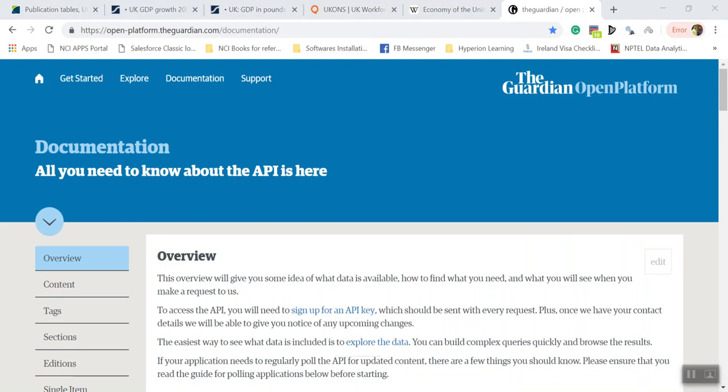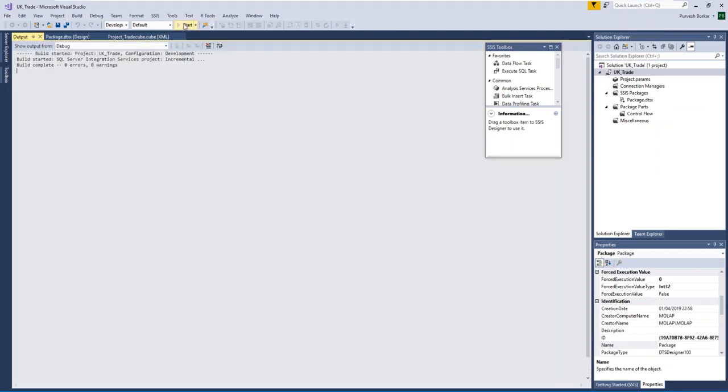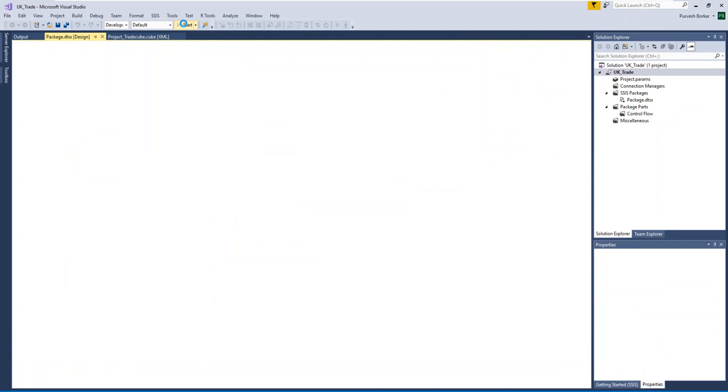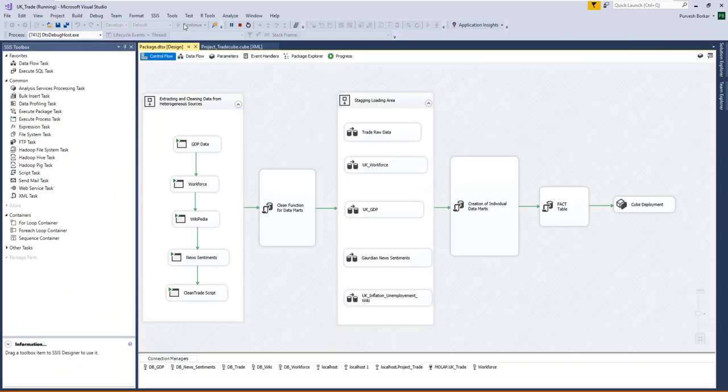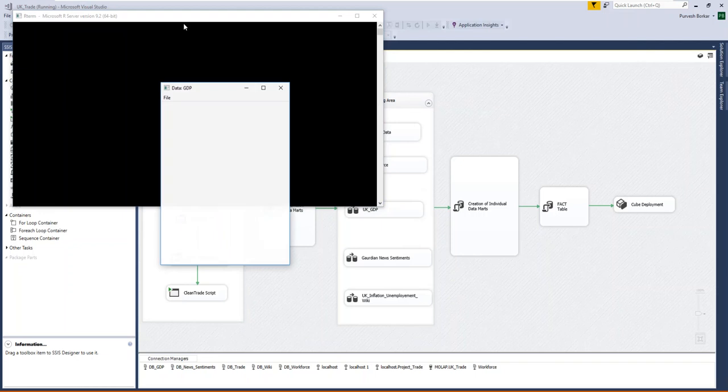Let's go to the ETL process. We have implemented the ETL process using SSIS packages. The data which is fetched from various data sources is loaded in the data warehouse. One-click automation is implemented for the same.